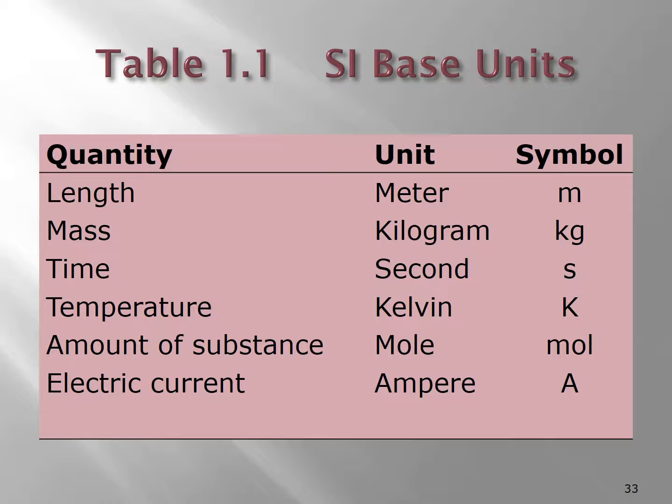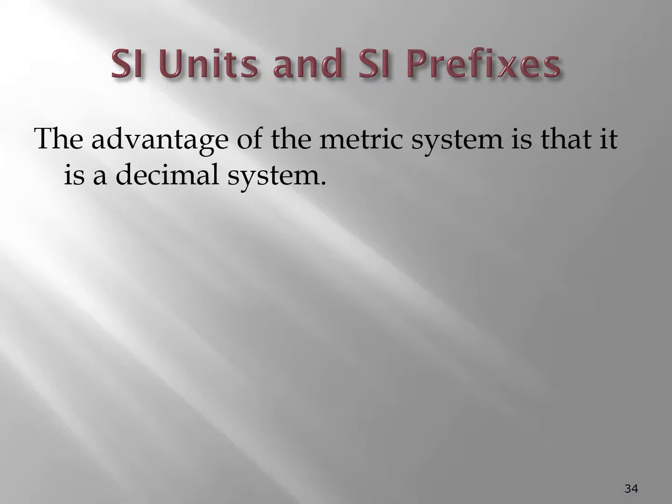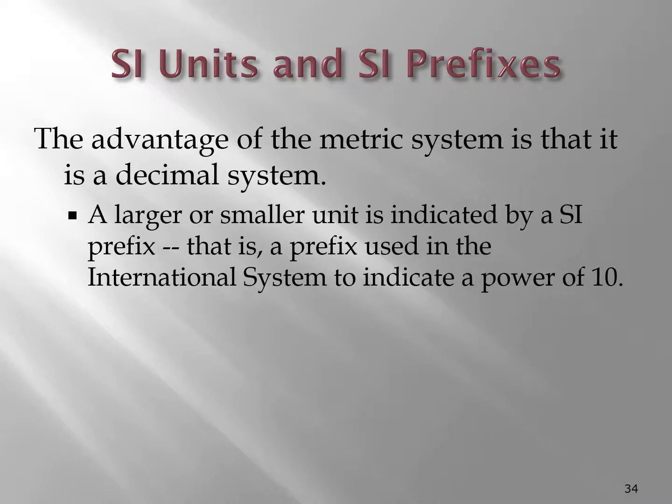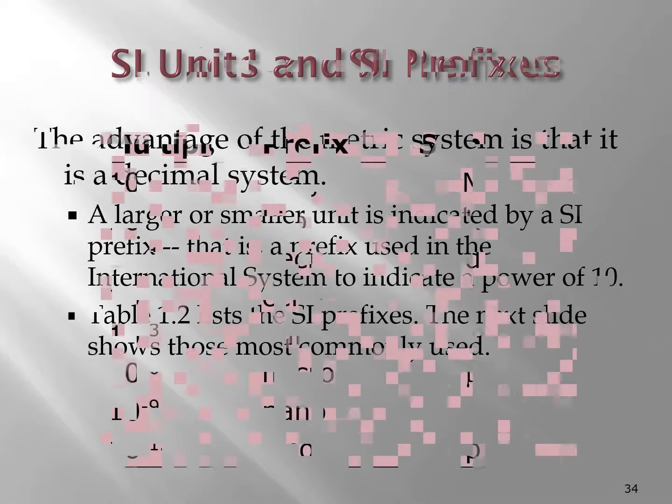Now, you're saying, well, what about volume? Well, volume is considered a derived unit because volume is length times width times height, or length times length times length. So it's a derived unit. The advantage of the metric system is that it's a decimal system, so everything's in terms of 10. And then we have prefixes that can indicate what power of 10 we're talking about. You have on table 1.3 the prefixes, and I have on the next slide the most commonly used ones, and you should be somewhat familiar with them.